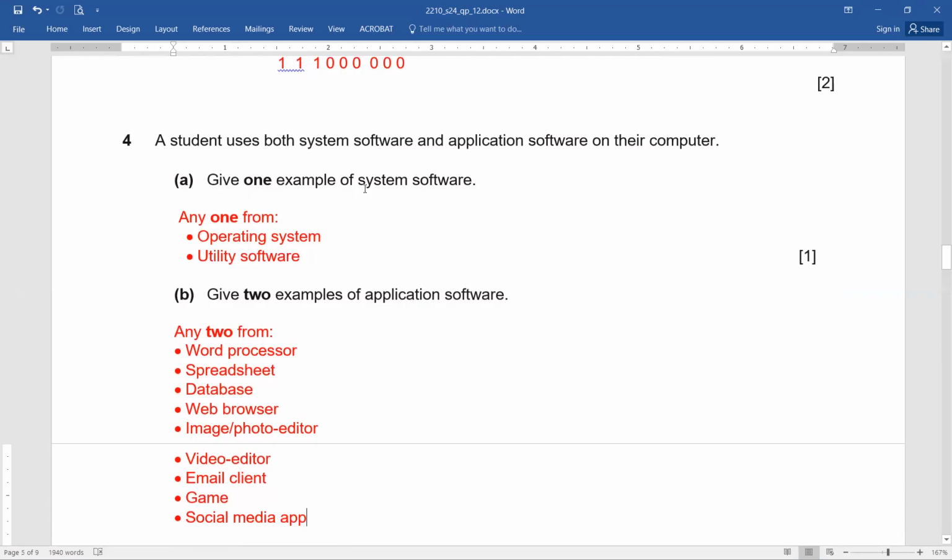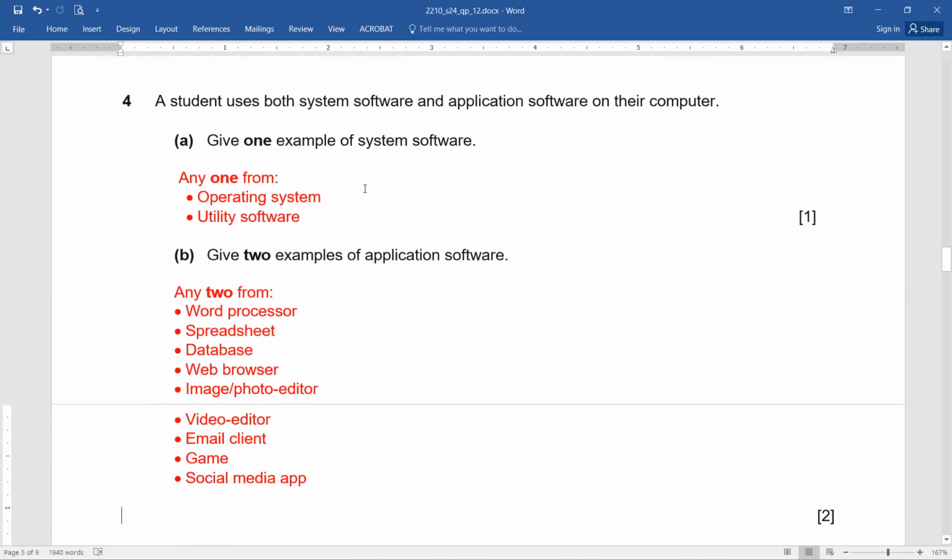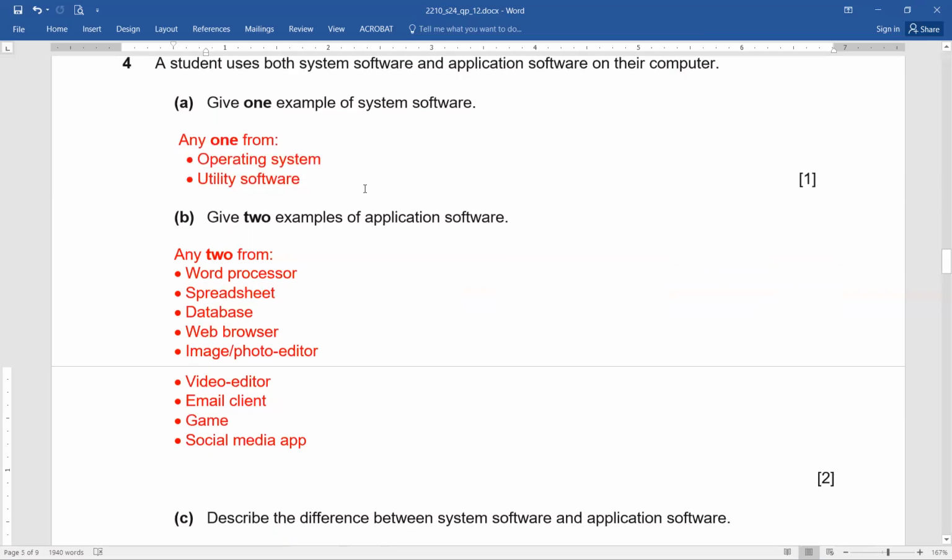By the way, can I say MS Word? Can I say MS PowerPoint? Can I say MS Excel? Exactly, that is not allowed. So simple.